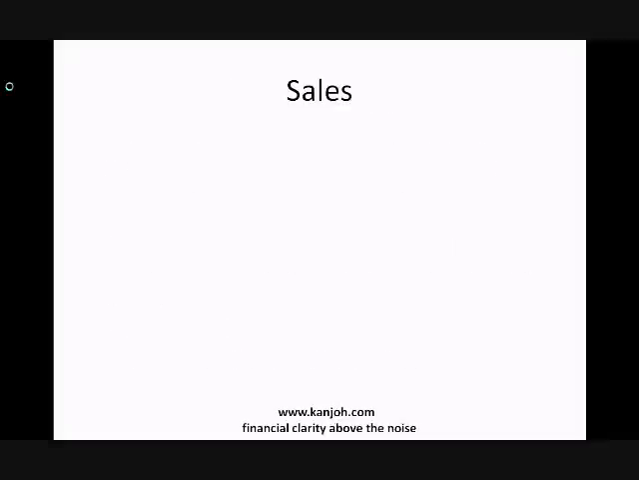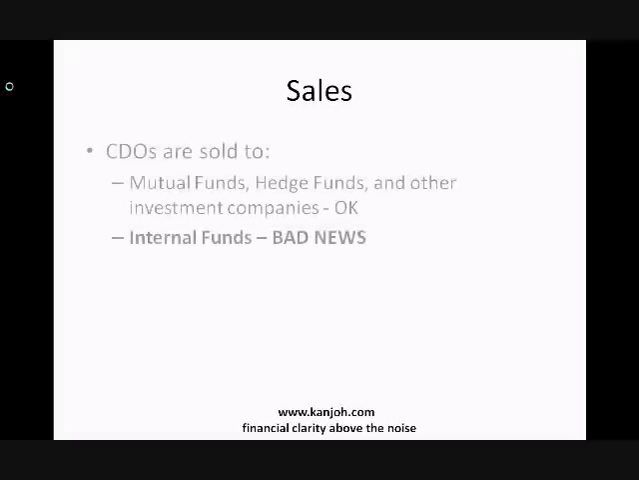So now that we understand the first two phases, let's move on to the final phase, which is sales. In sales, the banks will take the CDOs and sell them to mutual funds, hedge funds, and other investment companies. And that's totally fine. That's what the banks are supposed to do. But in recent years, the banks started creating these internal hedge funds. So Citibank, Bear Stearns, Lehman Brothers, they all created internal funds for the CDOs. So instead of selling them to external investors, they kept them on their own books. And this is bad news.